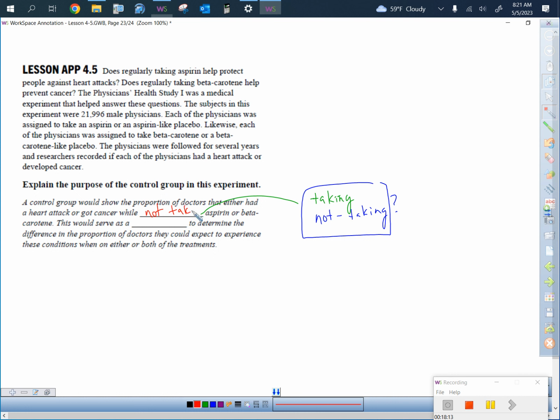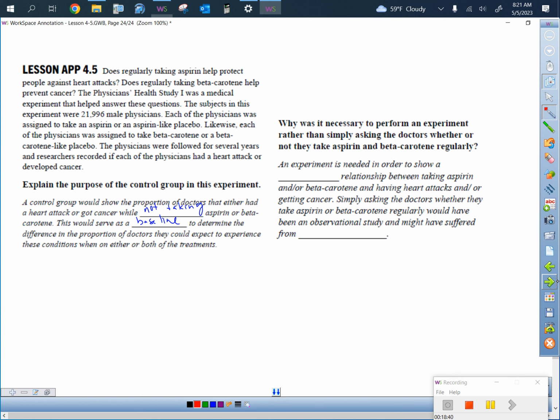The control group is measuring the people who are not taking the aspirin or beta-carotene. This would serve as a blank, the magic word for control group, baseline. The control group would just measure the average person without any treatments or anything at all to serve as a baseline. It's like, well, this is what it was like for the average person. How did the drugs that we gave them affect them?